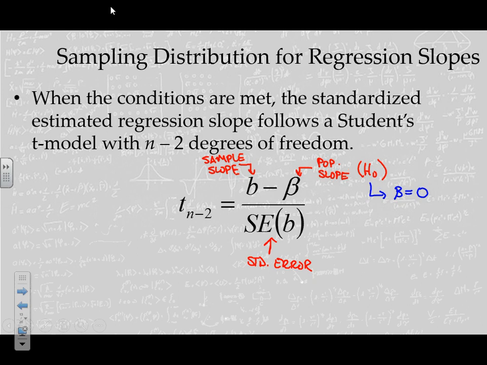So, for this formula, what does that mean? What that means is we really can boil this formula down to just the sample slope from the problem divided by the standard error of the slope, because our hypothesized value will always be that beta equals 0. No linear relationship between.